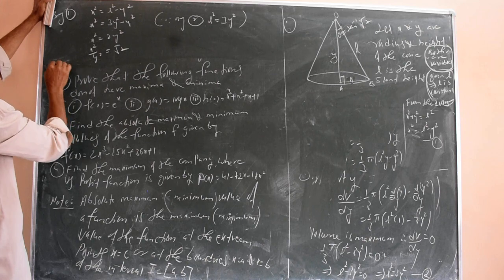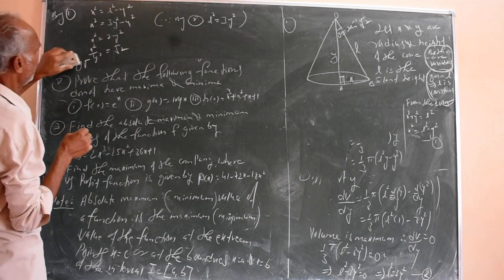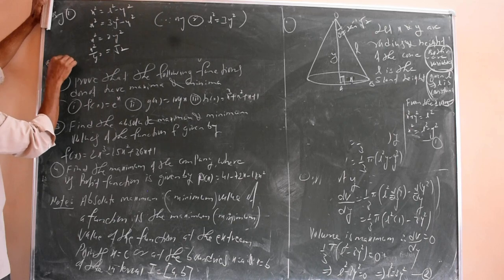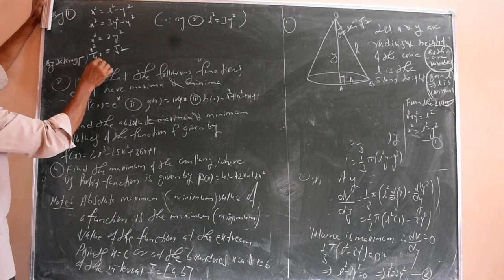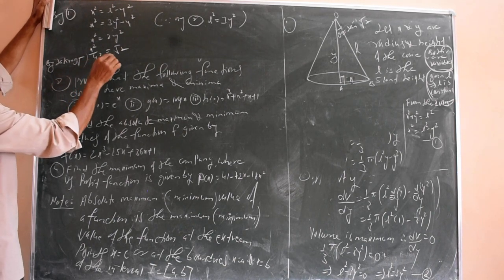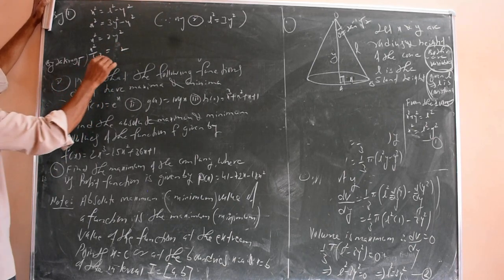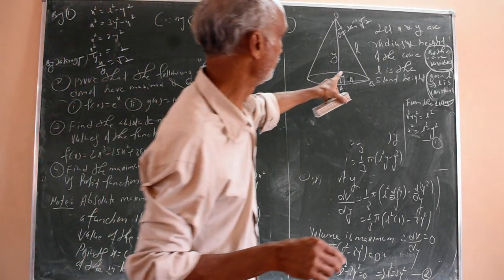By taking square root, what happens? The root of x square upon y square is x by y, which is equal to root 2, no big deal. What is x by y? Look here.